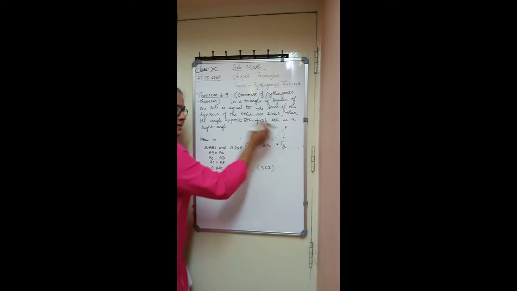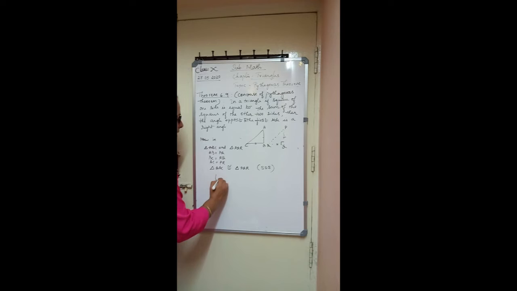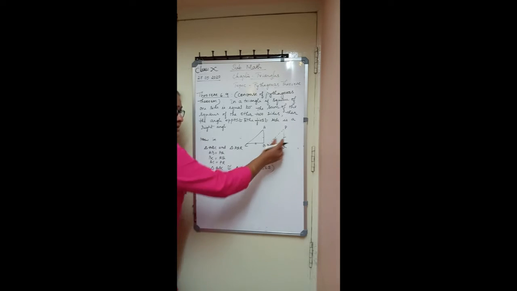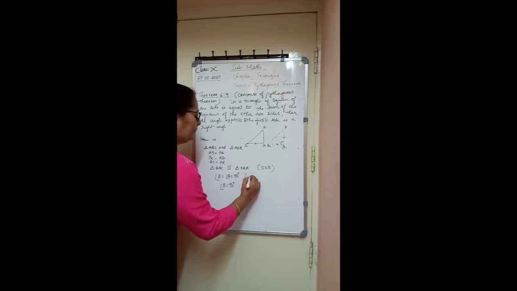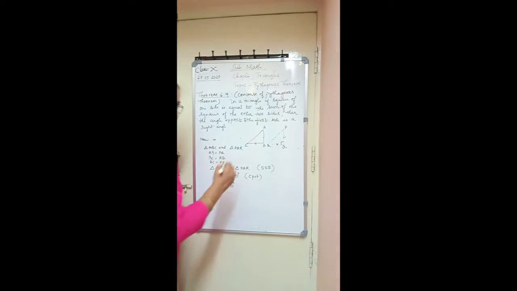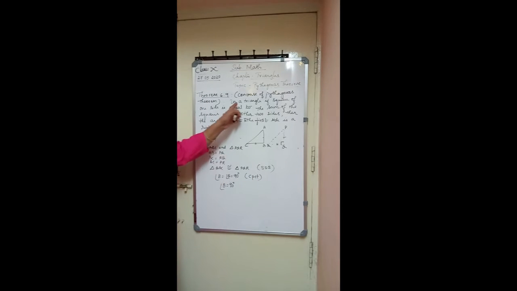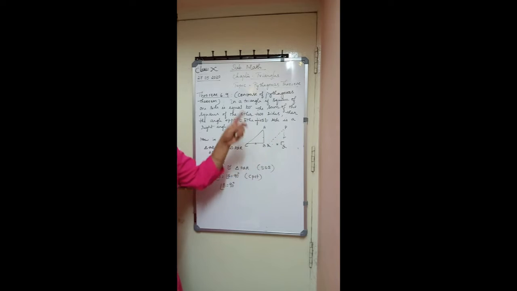When the two triangles are congruent, then angle B equals angle Q. Angle Q is 90 degrees, so angle B is also 90 degree. Therefore, in a triangle, if the square of one side is equal to the sum of the squares of the other two sides, then the angle opposite the first side is a right angle. So angle B is 90 degree.